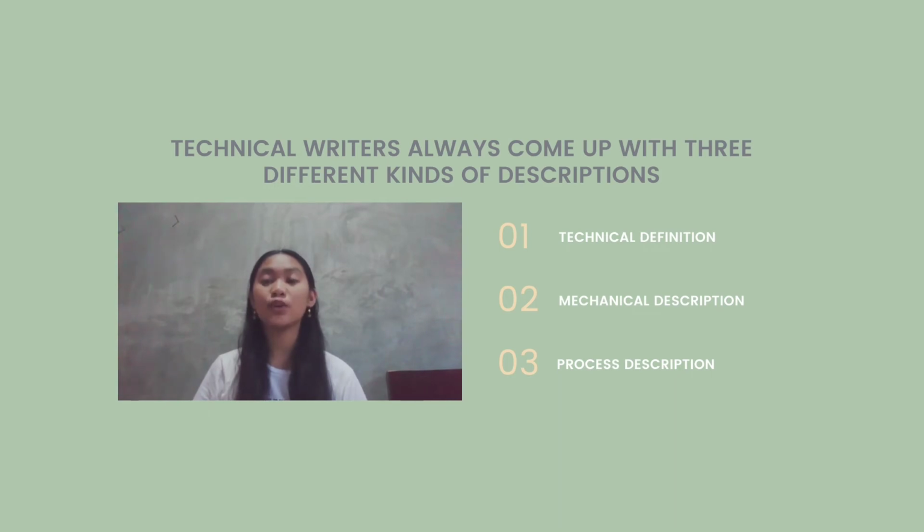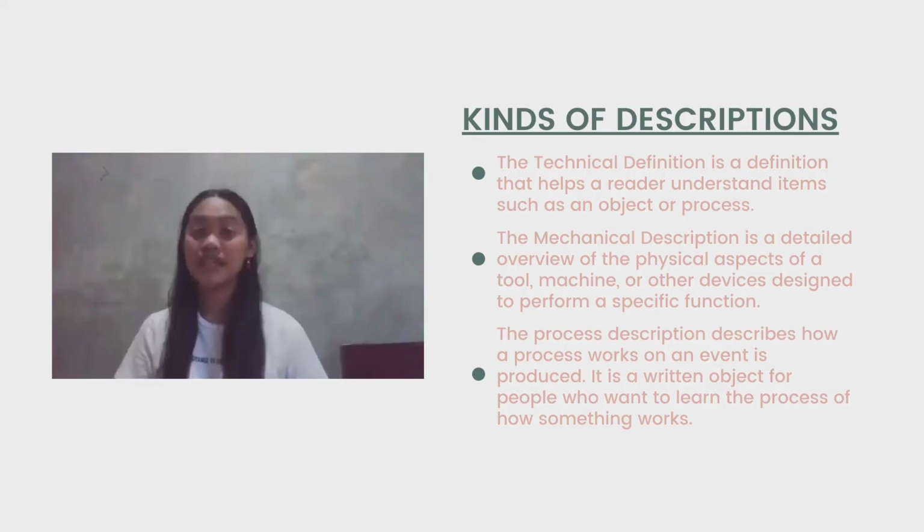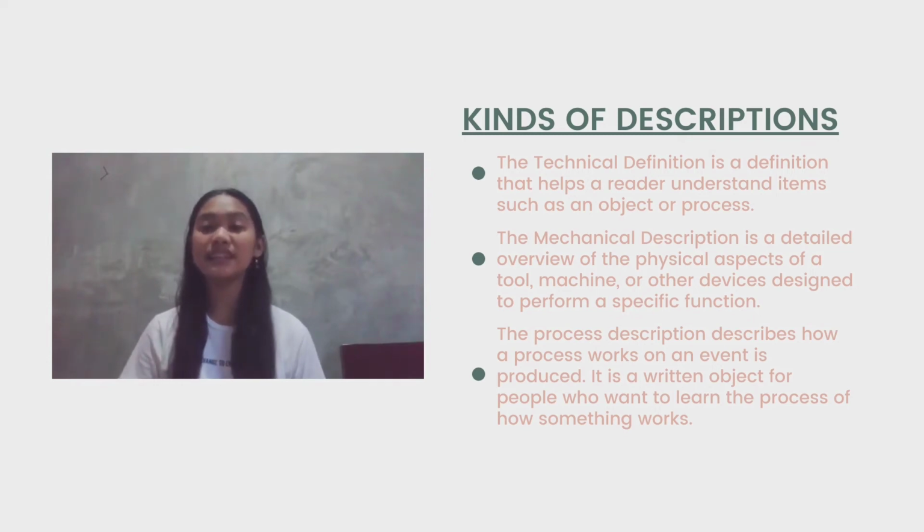Technical writers always come up with three different kinds of descriptions. The first is technical definitions, the second is mechanical descriptions, and lastly, the process descriptions. First, we're going to talk about technical definition. The technical definition is a definition that helps a reader understand items such as an object or process.